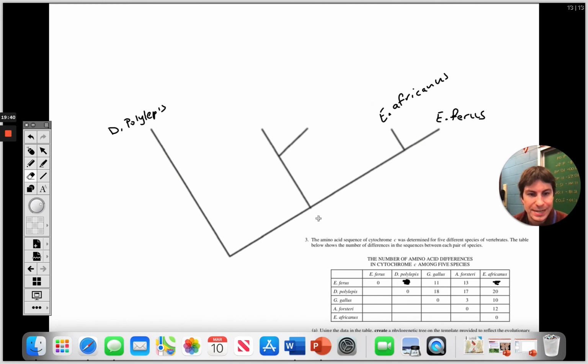It's going to be G. gallus, because it's 11 away. My fault, guys. Numbers are small. I thought it said 17 at first. So the last one is A. forsteri. And we could check. E. polylepis here. If we go over, its next closest one is going to be A. forsteri, 17. And then one more over from that, a little bit further, should be G. gallus. Okay, so that's how you set up a phylogenetic tree or a cladogram.